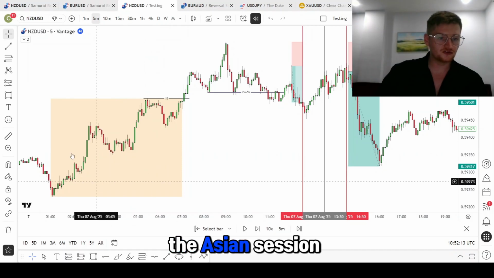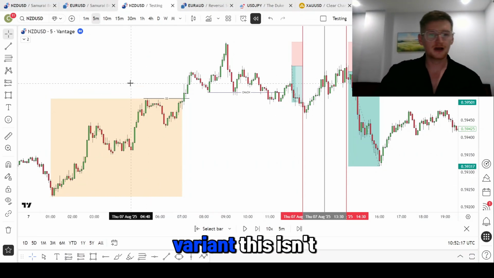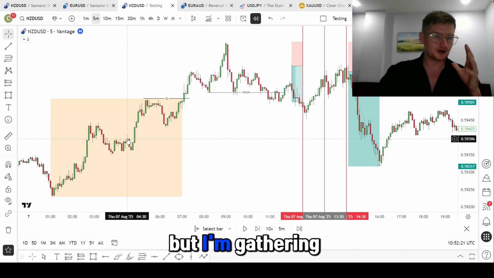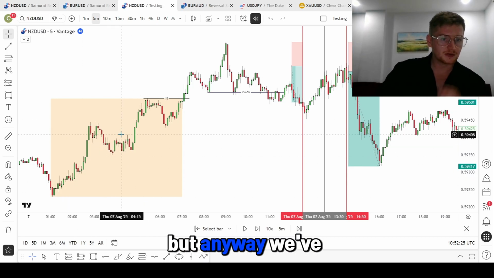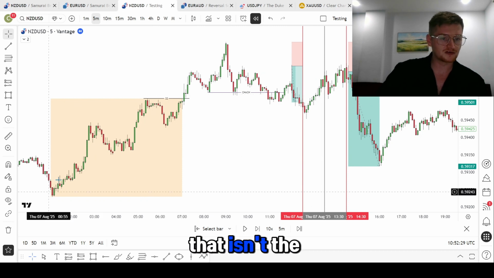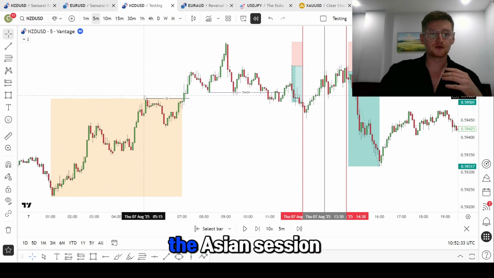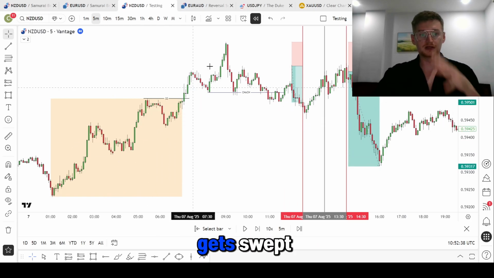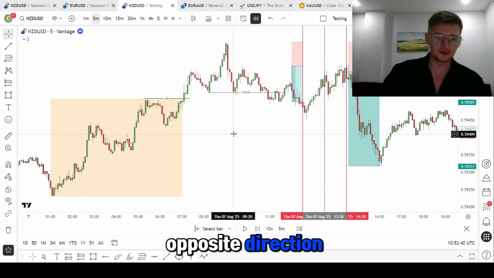So we've got the Asian session, and this is for our samurai strategy with the fib variant. This isn't my favorite, and so far it's definitely not the best, but I'm gathering data on it anyway to show that it's not the best way to trade this model. We've got a low and a high print that isn't the start and the end of the session, so we've got an accumulation. Then the Asian session high gets swept, which is your manipulation. So that liquidity gets swept, and now we're looking for the distribution to trade price in the opposite direction.